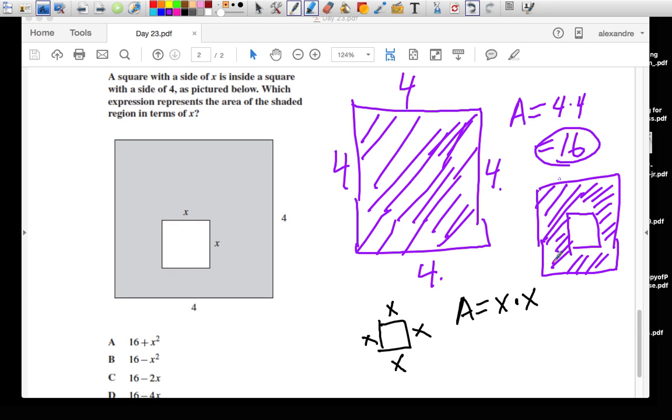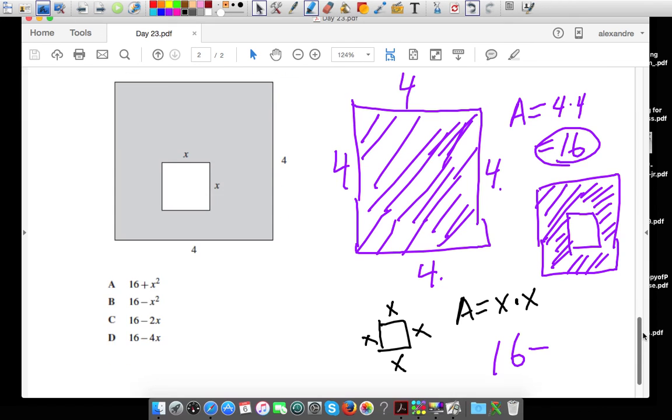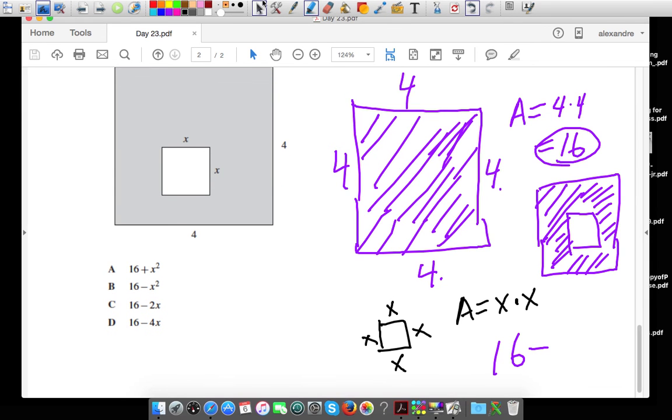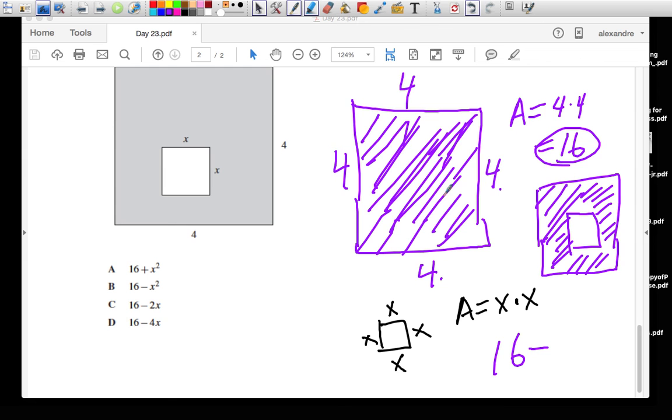Well, the complete area is 16, so it'd be 16 minus something. If you look at your multiple choice options, 16 is the area of the complete square. So right away you can take this one out because it says plus. I have to subtract, and here's where the confusion is. This is x times x, and most of you don't know it's not this one, because there's no way a 4 could be there. When you multiply 2 variables together, x times x is not 2x, but x squared.